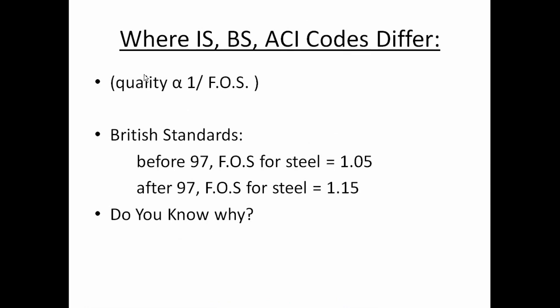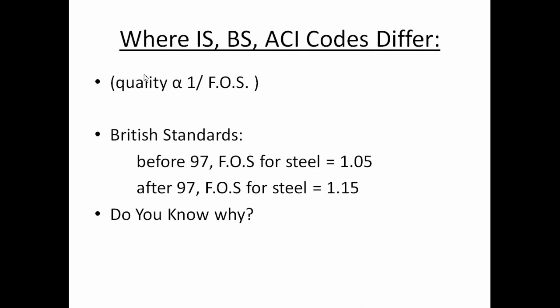Actually, quality is inversely proportional to factor of safety. What is this? Consider the quality of steel. If the quality of steel is maintained at high standards, the factor of safety can be taken as less. If the quality of steel produced is of very low standards, then the factor of safety will be taken as high. The factor of safety all depends upon the code maker's experience.